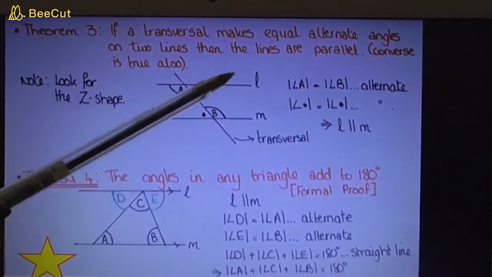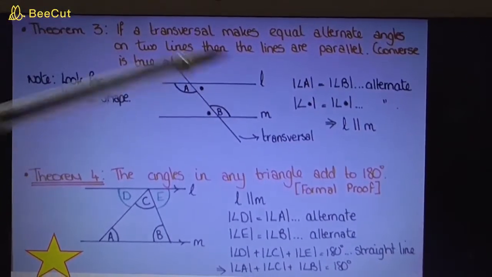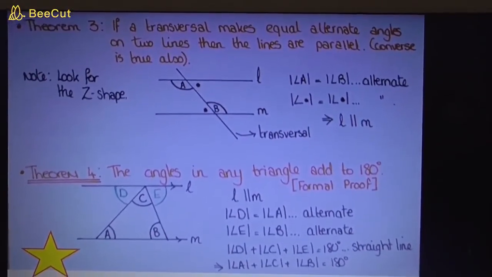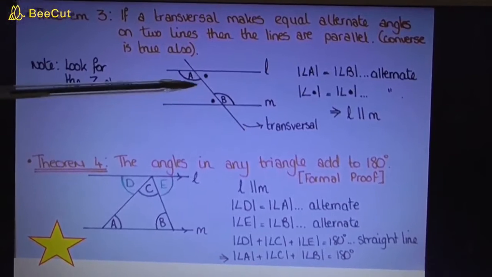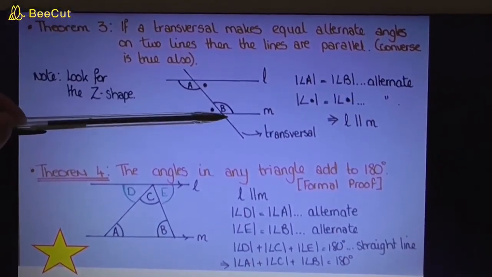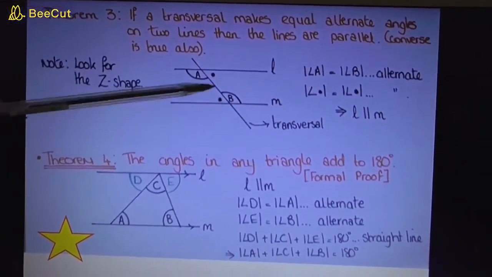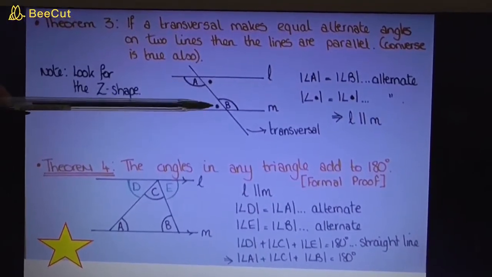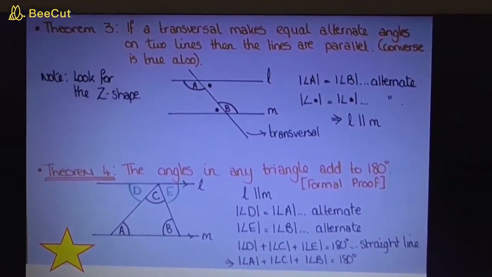So basically, if 2 lines are parallel, then the angles on opposite sides of the transversal would be equal. That would be the converse. So here are my 2 parallel lines. Angle A is alternate to angle B. You can see from the Z shape. And this angle here is alternate to this angle. Look at the Z shape.